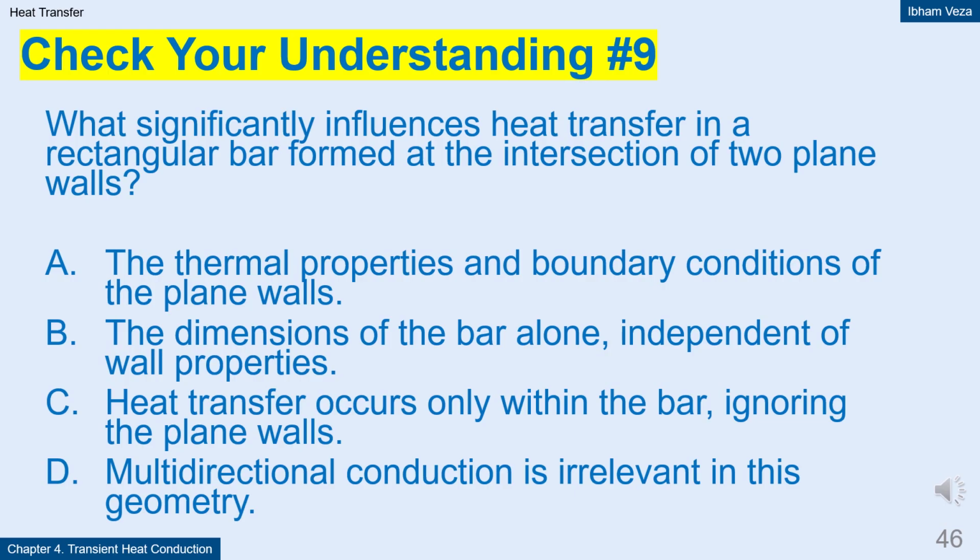The answer: A. The thermal properties and boundary conditions of the plane walls. Explanation of incorrect answers. B. Incorrect. While the dimensions of the bar affect conduction, the plane wall's thermal properties and boundary conditions also play a crucial role. C. Incorrect. Heat transfer involves both the bar and the adjoining walls, as they interact thermally. D. Incorrect. Multidirectional conduction is critical in this geometry due to heat flowing in multiple directions through the bar and walls.